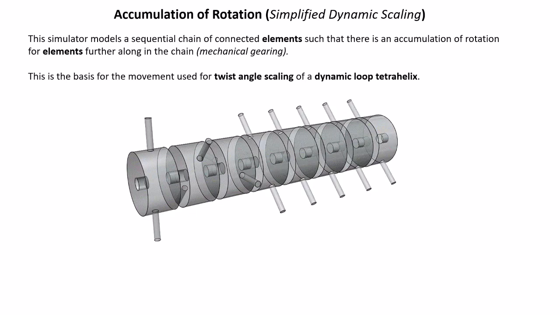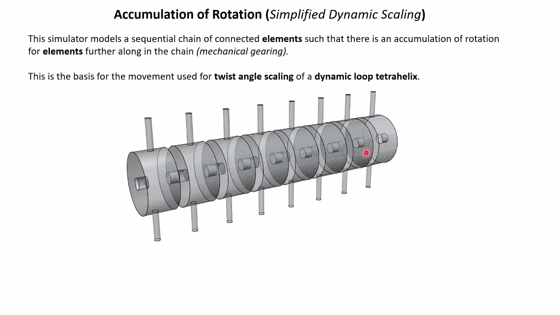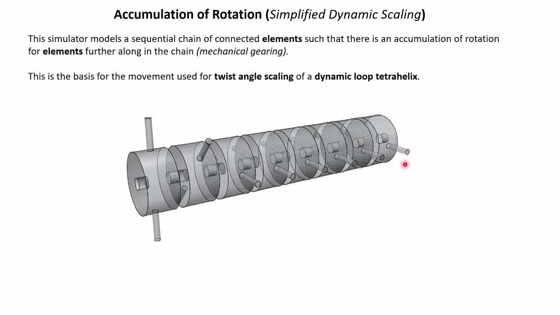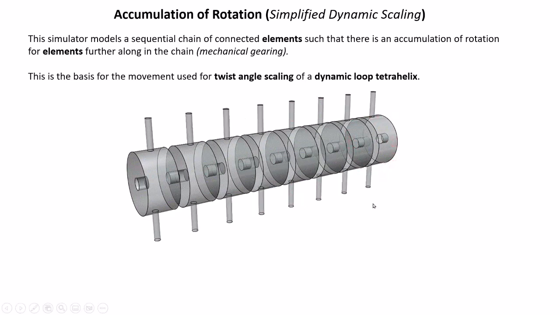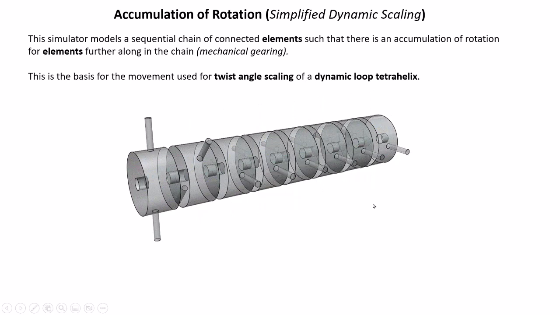The simulator actually has a connection method where you use an accumulation of rotation for the elements added further along the chain. So if you follow, each time one element moves, all the elements to its right take a rotation, with the very last one doing more rotations than the first one.